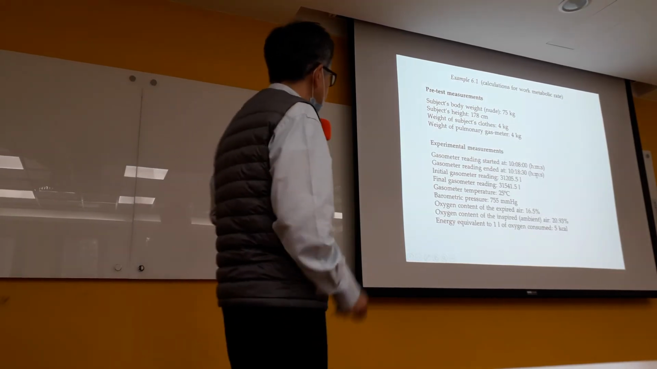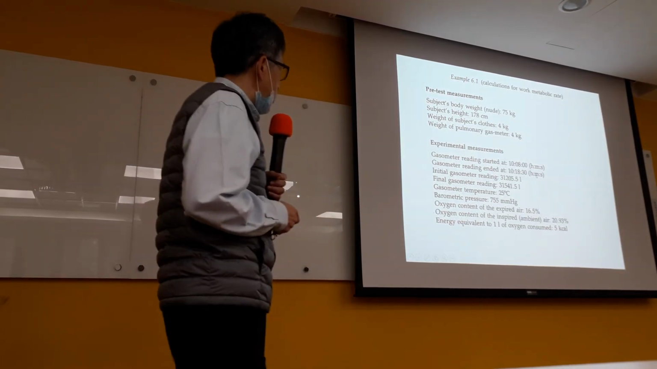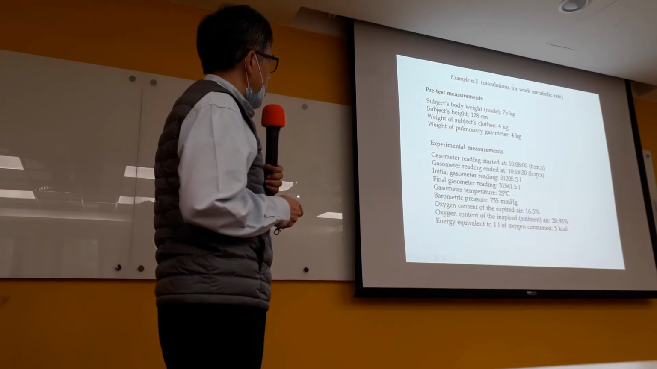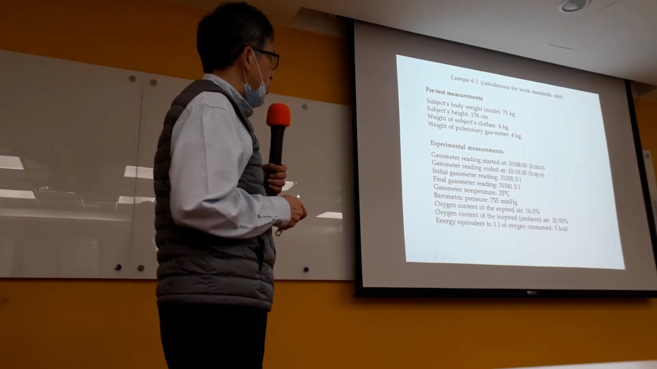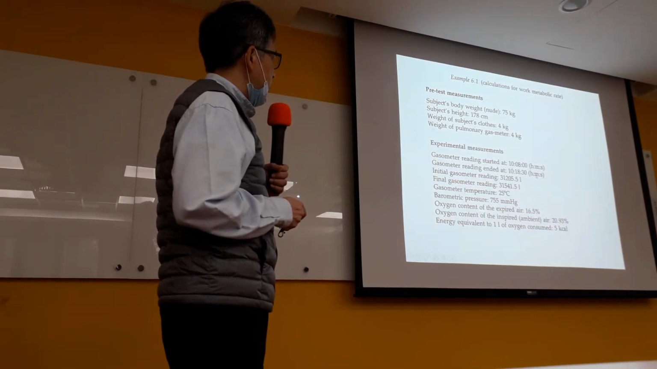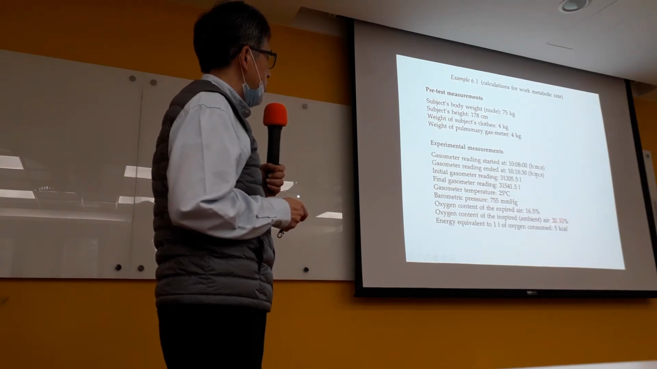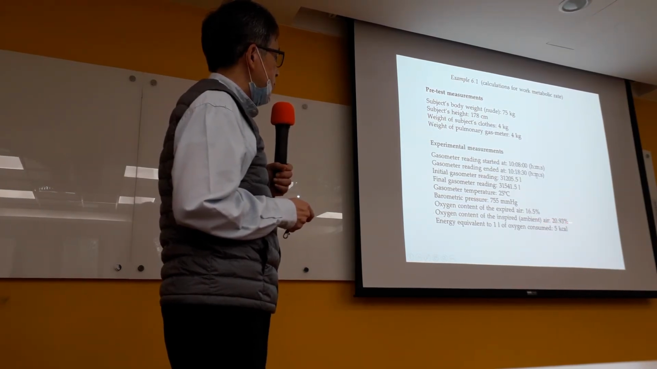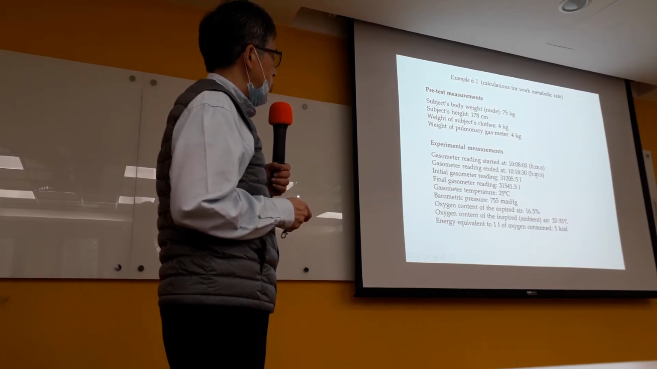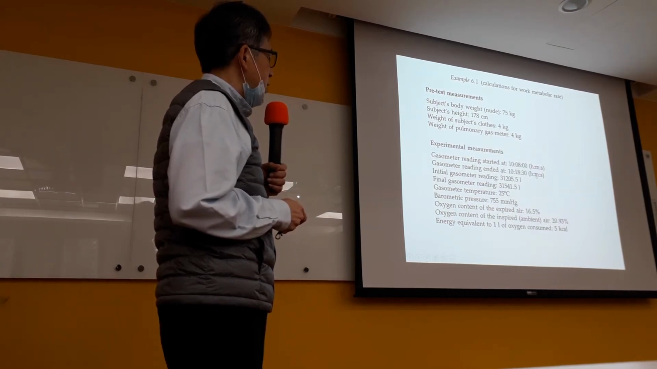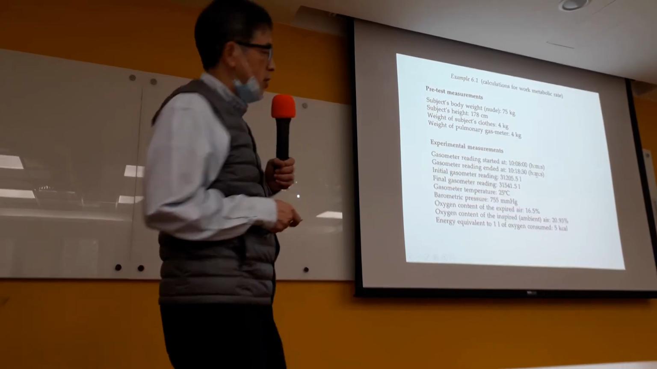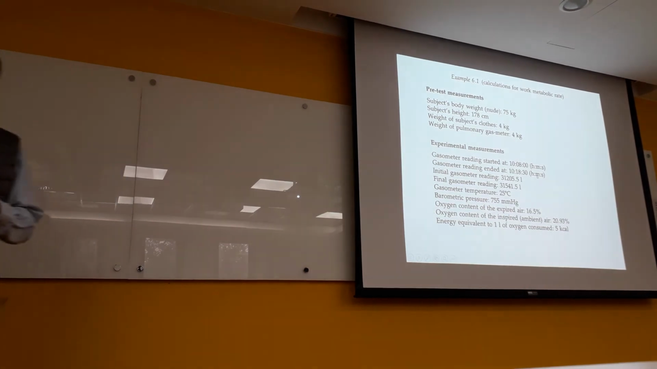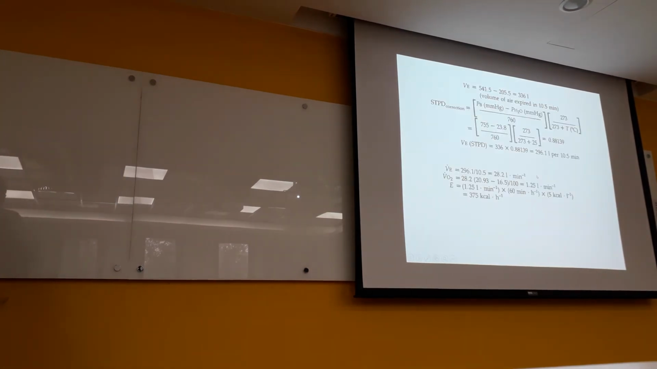Okay. It's a lower barometric pressure. And the oxygen content of the expired air we collected and measured is 16.5%. And the oxygen content of the ambient air is the same, okay, 20.93%. And then let's use 1 liter equivalent to 5 kilocalories. With this information, then we can calculate.